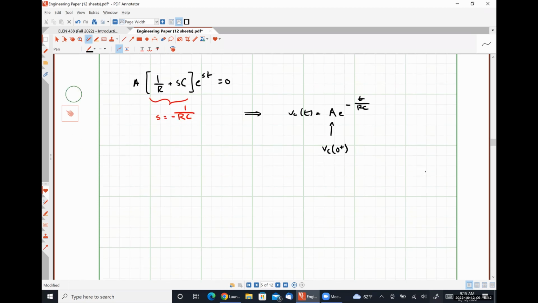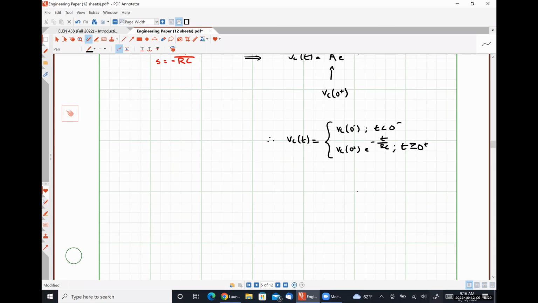So from that, VC of t will be VC at 0 minus for t less than 0 minus, and VC of 0 plus e to the negative t over RC for t greater than or equal to 0 plus. Since the capacitor voltage and the resistor voltage are the same thing, the resistor voltage needs to be of the same form. Using Ohm's law, the resistor current needs to be of the same form, and using Kirchhoff's current law, the capacitor current has to be of the same form. So instead of using this specific form for VC, we could use it for all different elements.